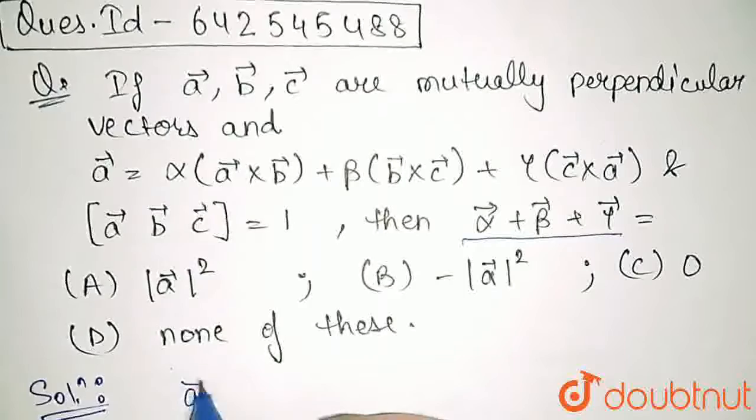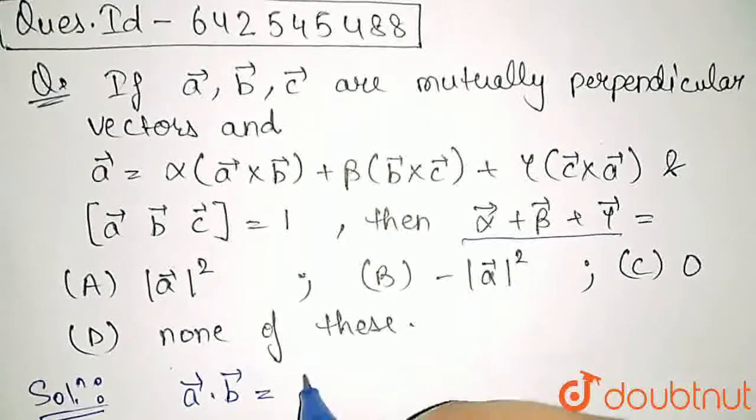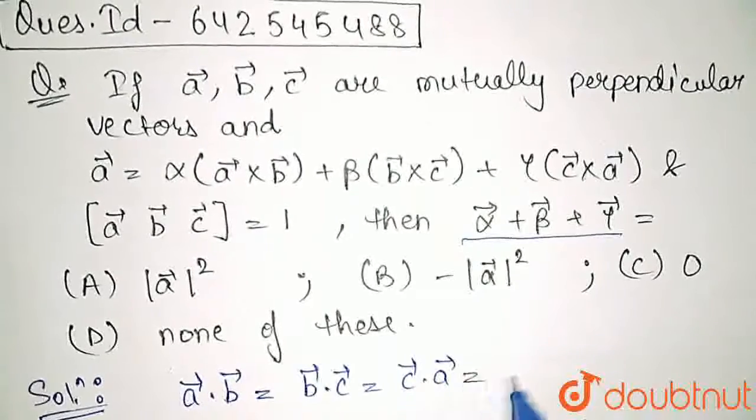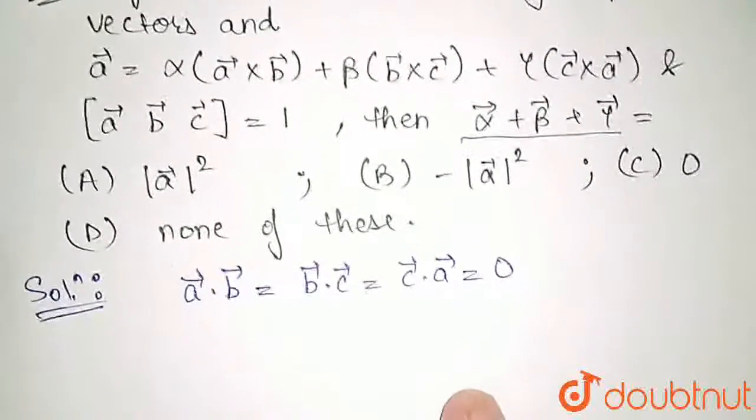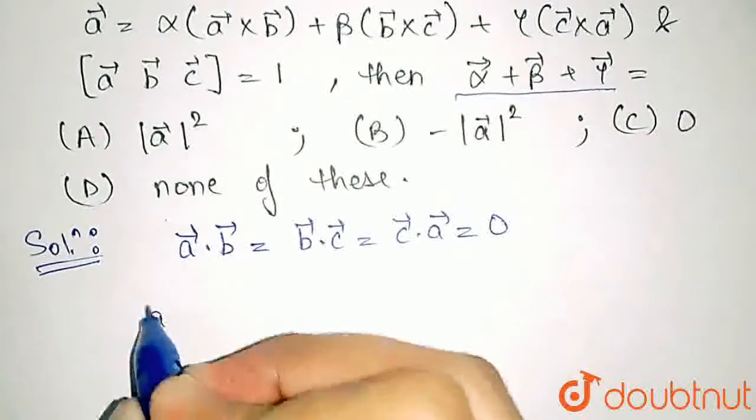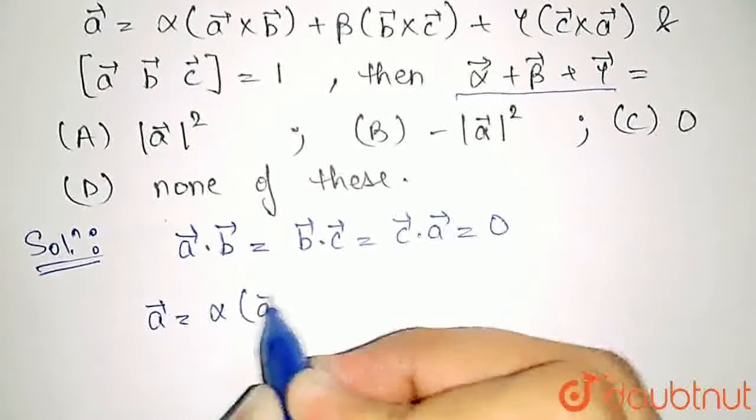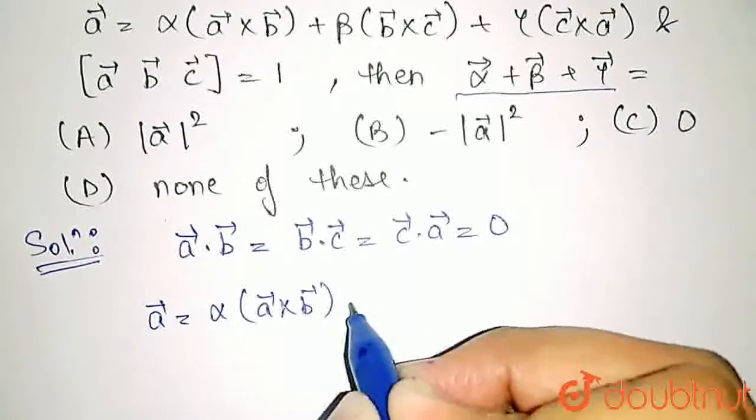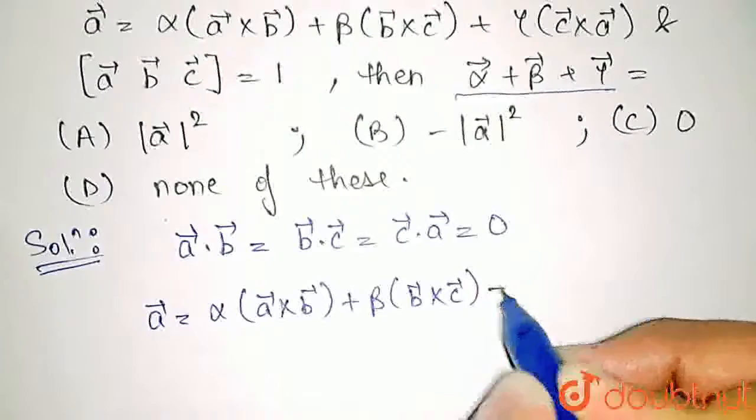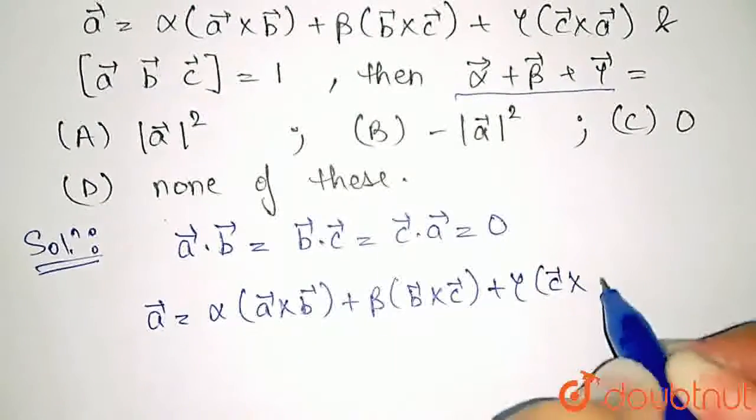Now, first of all, by this statement we can write A, B and C are mutually perpendicular. So, A dot B is equal to B dot C is equal to C dot A, which is equal to 0 because they are perpendicular. Now writing this expression, A vector is equal to alpha A cross B plus beta B cross C plus gamma C cross A.